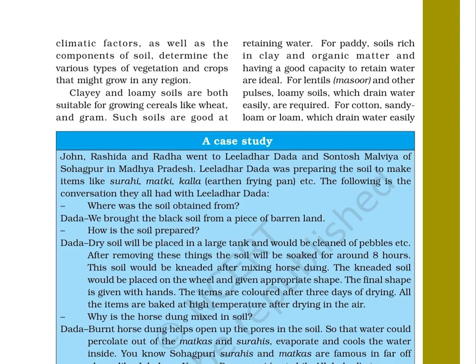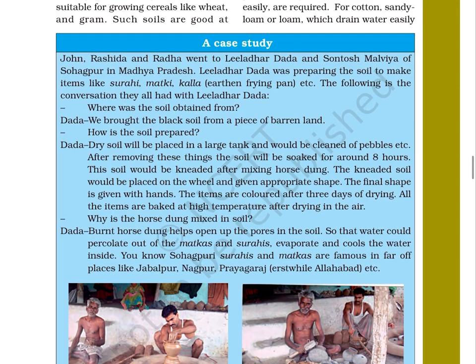A case study. John, Rashida and Radha went to Leeladhar Dada and Santosh Malviya of Sohagpur in Madhya Pradesh. Leeladhar Dada was preparing the soil to make items like surahi, matki, kalla, which is an earthen frying pan, etc. The following is the conversation they all had with Leeladhar Dada. Where was the soil obtained from? Dada replies, we brought the black soil from a piece of barren land. How is the soil prepared?